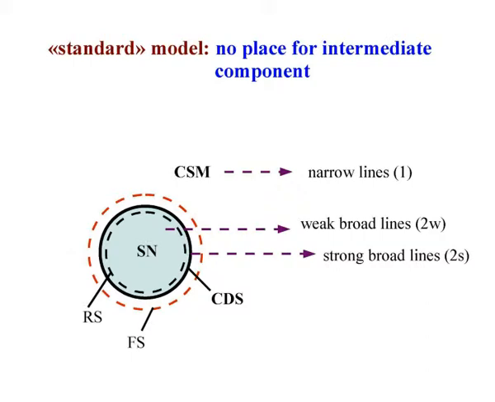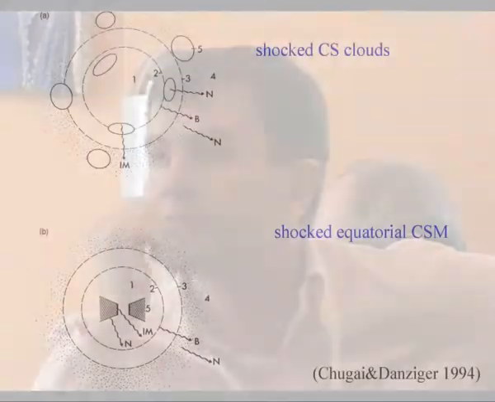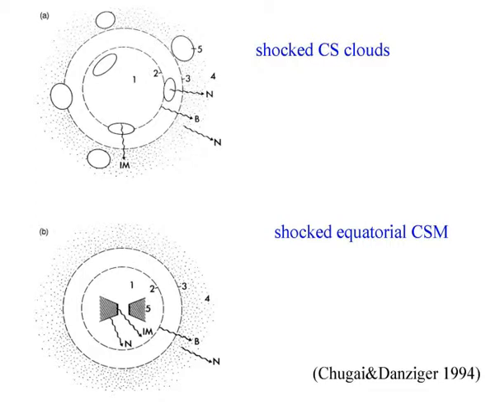We produced with John Danziger two models which might explain the existence of the intermediate width component as an effect of shocked dense circumstellar clouds. You know that the intercloud shock runs faster than the cloud shock, and it is the cloud shock that might produce the intermediate component with lower width because the shock wave in clouds is slower. And another possibility is a dense equatorial wind, which could also produce low velocity shocks propagating in the equatorial region.